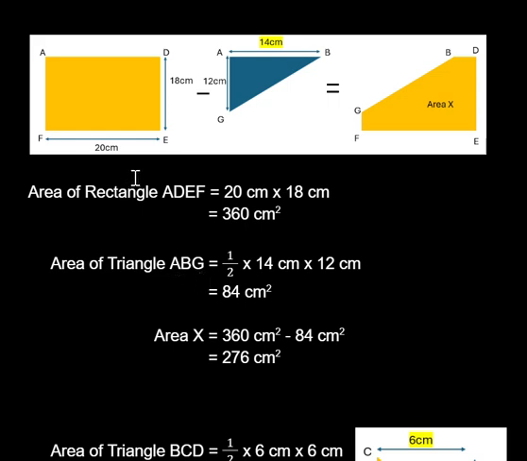Area of the triangle: remember just now we know that this is 20, and this portion is 6, so the length is 14. So area of the triangle ABG is half times base times height. The base is 14, the height is 12. So it will give me 84 centimeters square. So area X is basically rectangle minus triangle. I take 360 minus 84, which gives me 276 centimeters square. So I got this part done.